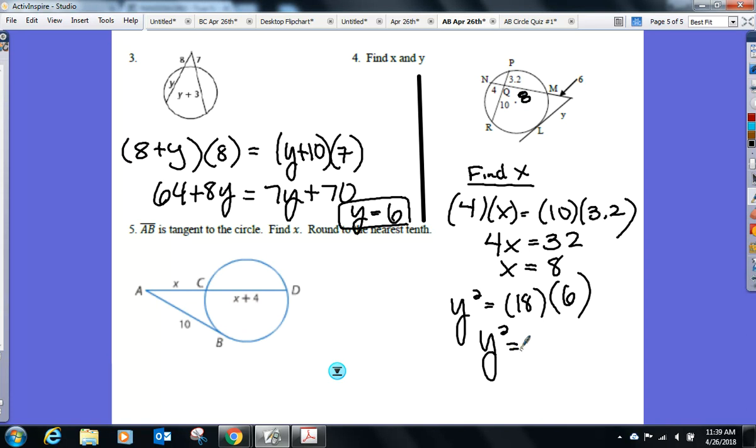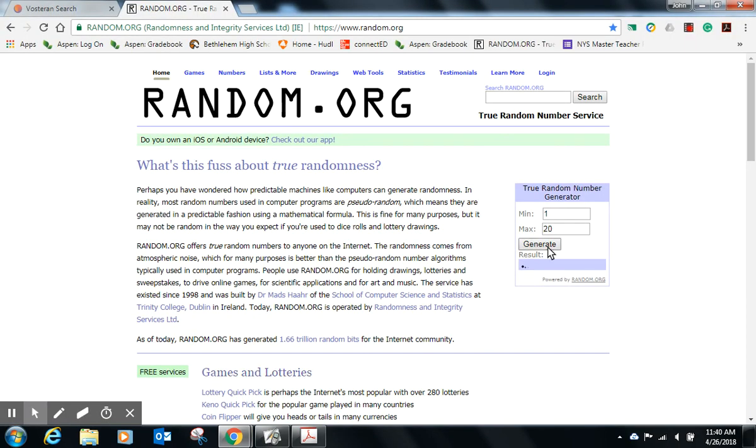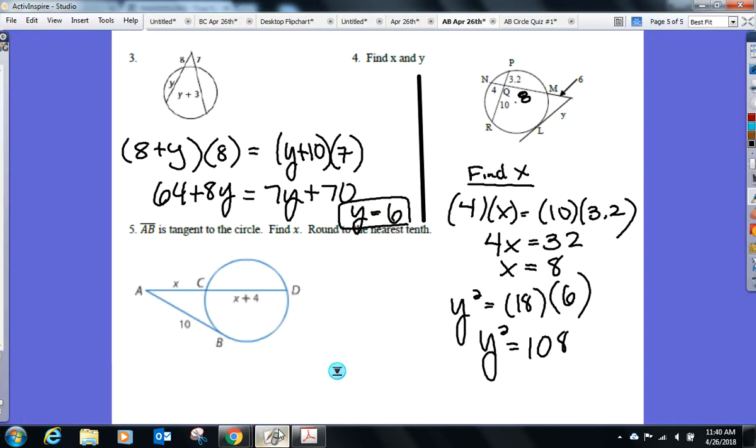Y squared equals, oh boy, 8, carry the 4, 108. Yeah, 6 times 18 equals 108. And nearest, we'll keep going with the directions, nearest 10th. Oh, redemption, I knew it. I knew it. 10.4.